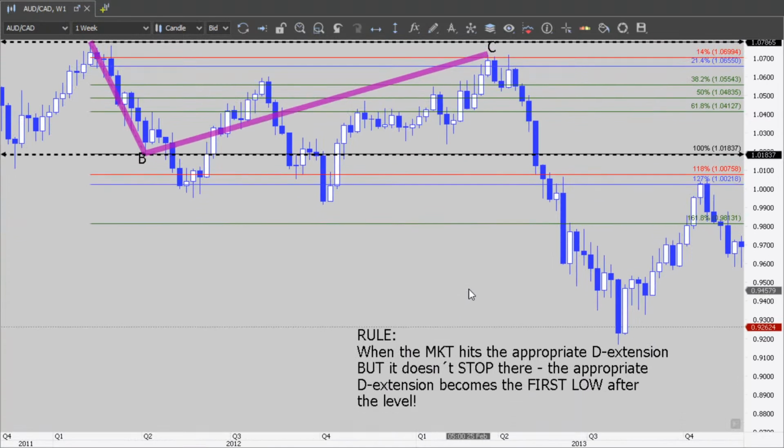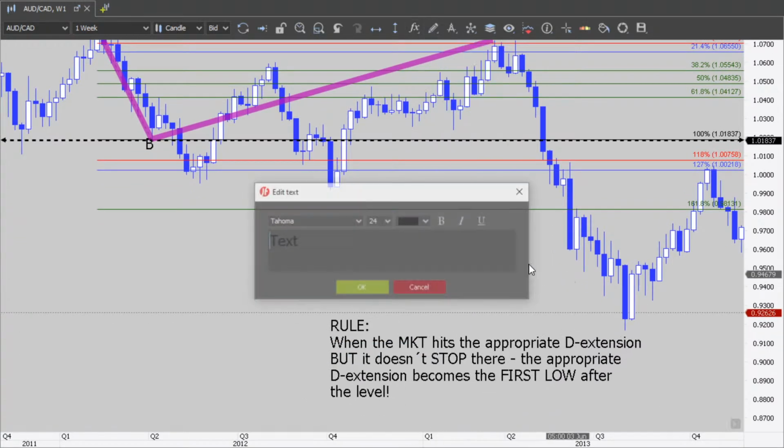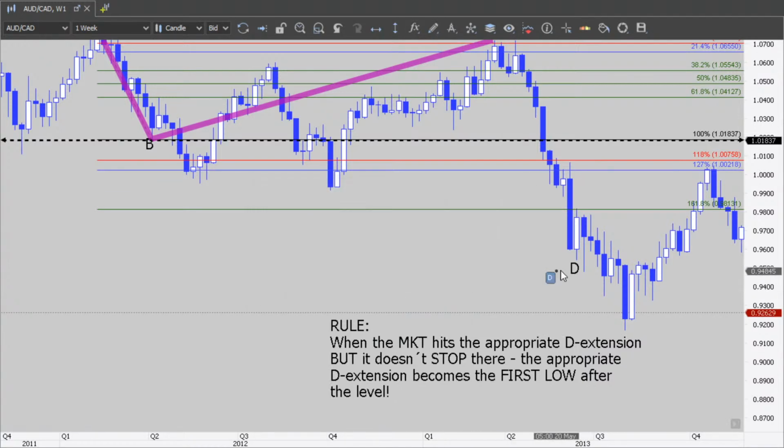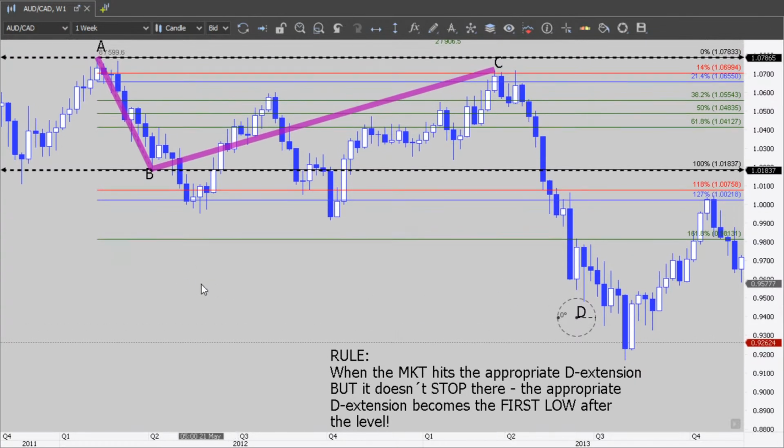And what we're going to do right now, we are going to put a D on the chart. And we are going to readjust our horizontal lines.